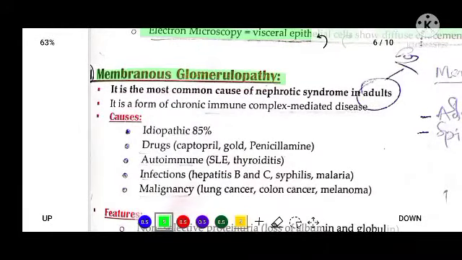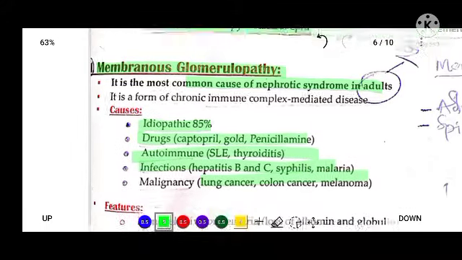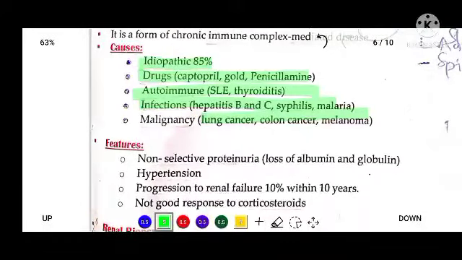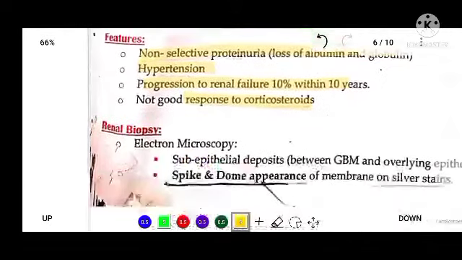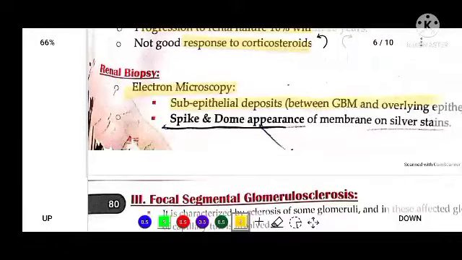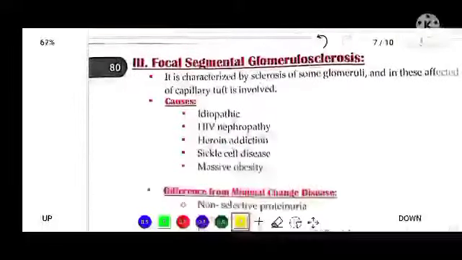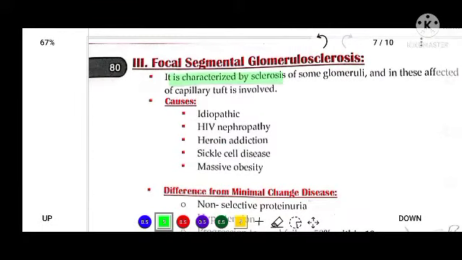Membranous glomerulopathy is another disease. It is the most common cause of nephrotic syndrome in adults. Causes are idiopathic, drugs like captopril, gold, and penicillin, and autoimmune conditions like SLE and thyroiditis, hepatitis B and C, syphilis, malaria, lung cancer, colon cancer, and melanoma can create this condition. Clinical features are non-selective proteinuria, hypertension, progression to renal failure, and good response to steroid therapy. Renal biopsy shows on microscopy subepithelial deposits on the GBM with a spike and dome appearance.